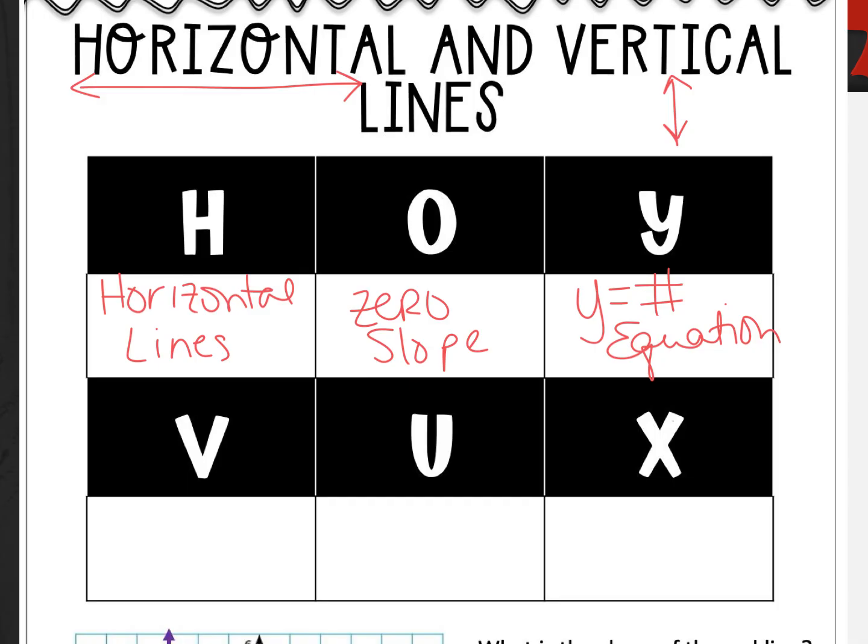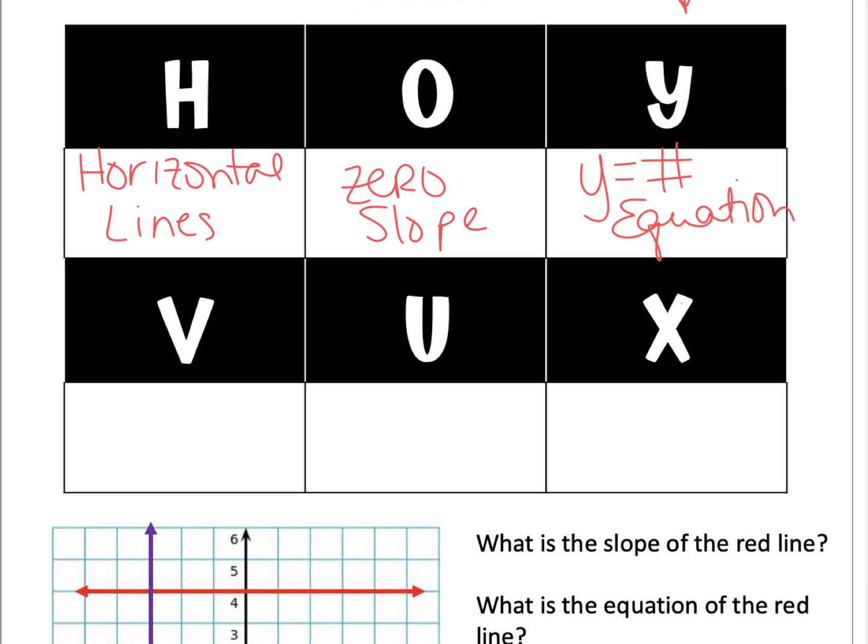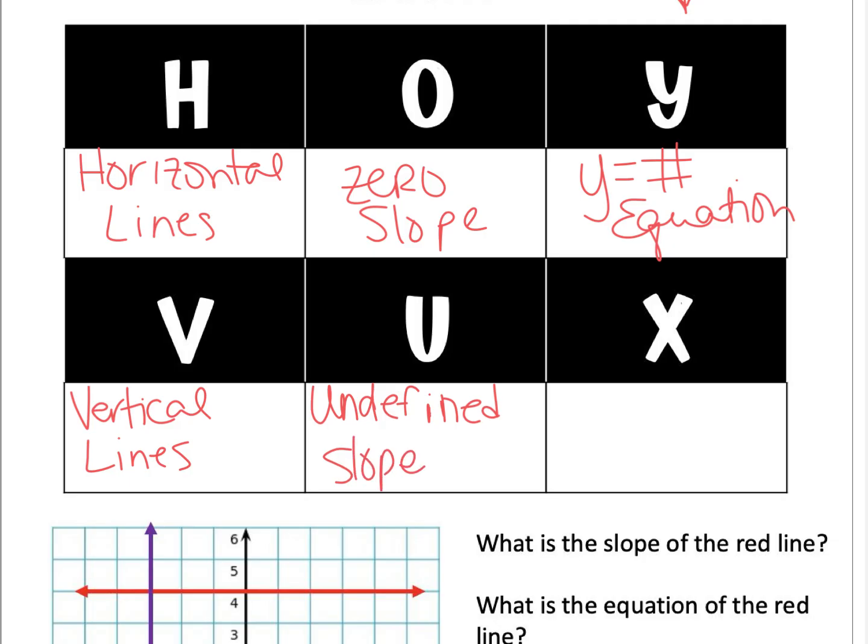Our trick for a vertical line is going to be Vox. V is for vertical. Vertical lines have an undefined slope. When we talked about that slope guy, right? The curse word in algebra, right? Undefined. When he was falling off the cliff. And this is going to be an x equals a number equation.